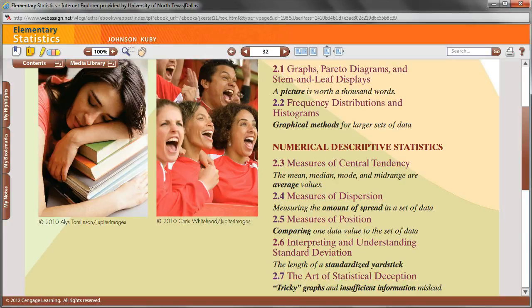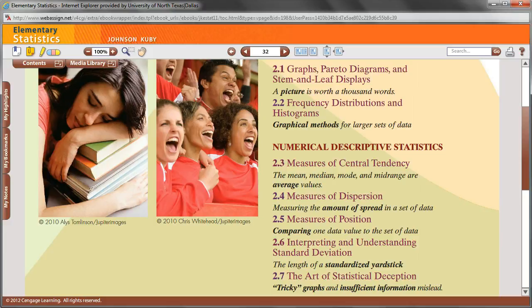2.5, measures of position. There's something called quartiles. They are important, and to a certain degree, percentiles are important. And of course, there's something called the 5-number summary. As the name suggests, it's a summary of the entire data set. That's an important one.